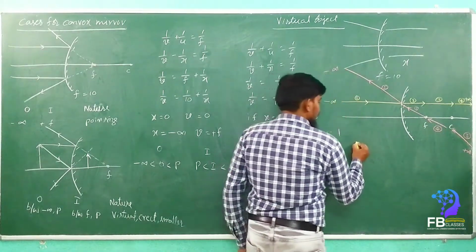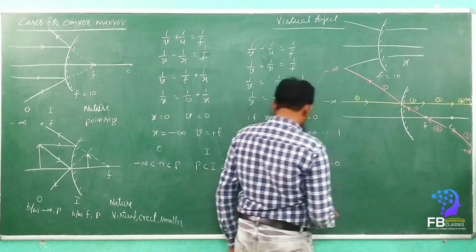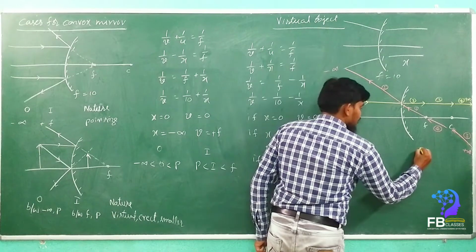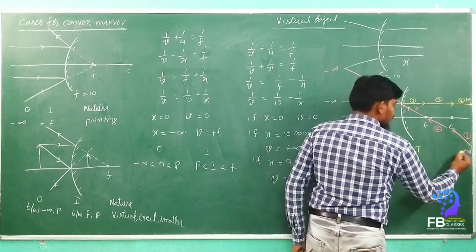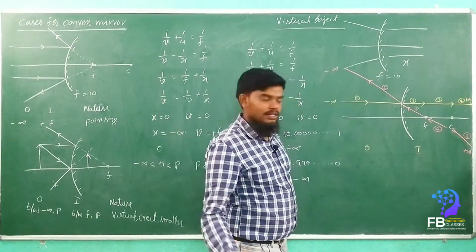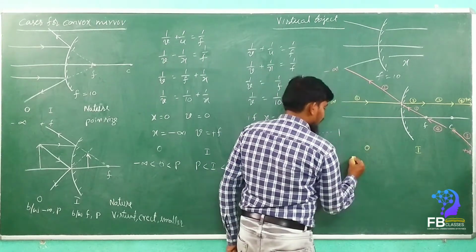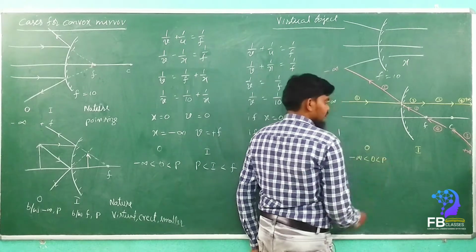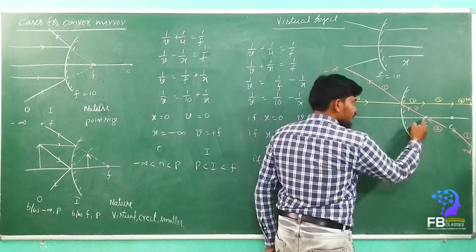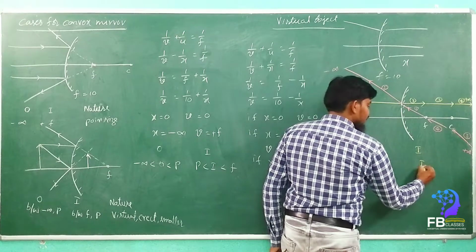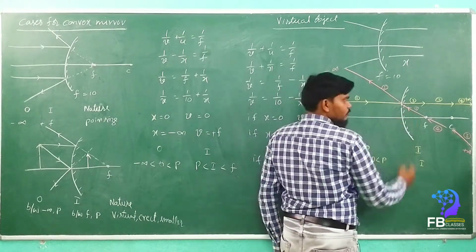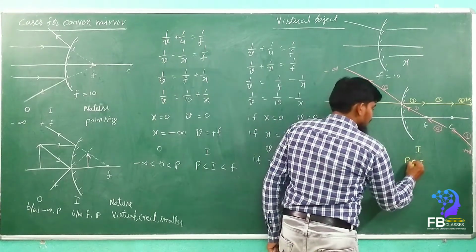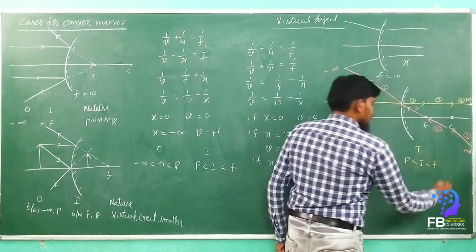So see here, I am going to write the consolidation. This is the object, this is the image, and we can also write the nature, if you want. See here, when the object is moved from minus infinity to pole, then the image is moved from where to where, my dears? Tell me. From principal focus to pole, yes or no? So that means P F. Are you getting my point?